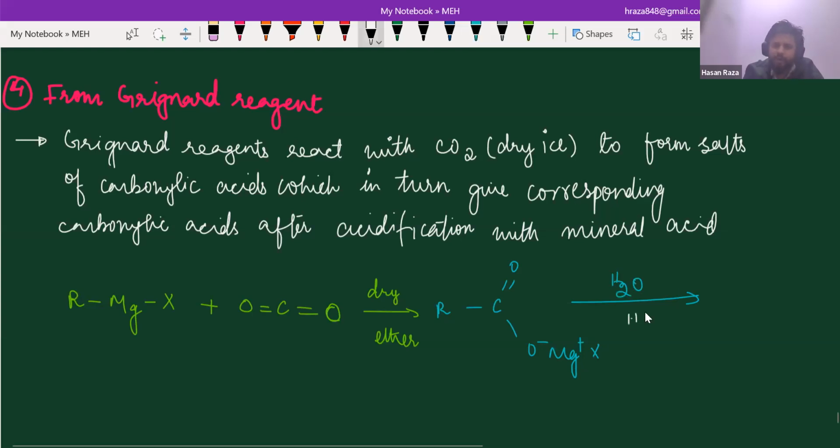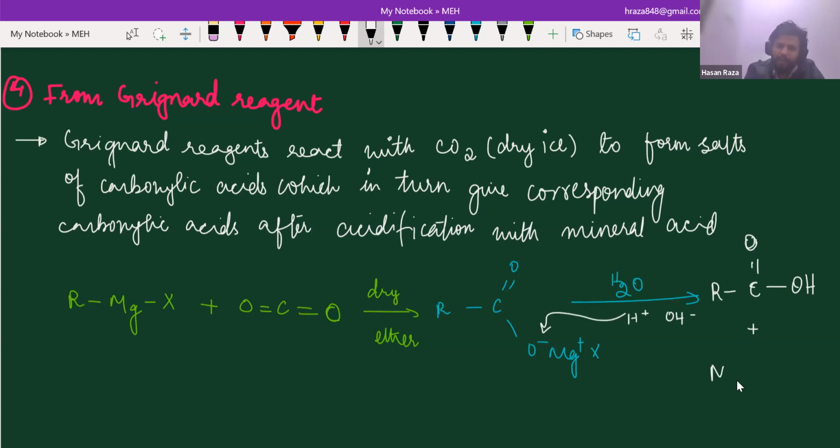So H2O has two parts, H plus and OH minus. So you know that this will move to this. So what you will get is RC double bond O, and with O minus you are getting H. So it will be carboxylic acid, and your byproduct will be basically, you don't need to write it always, Mg(OH)X. See how the reaction took place.